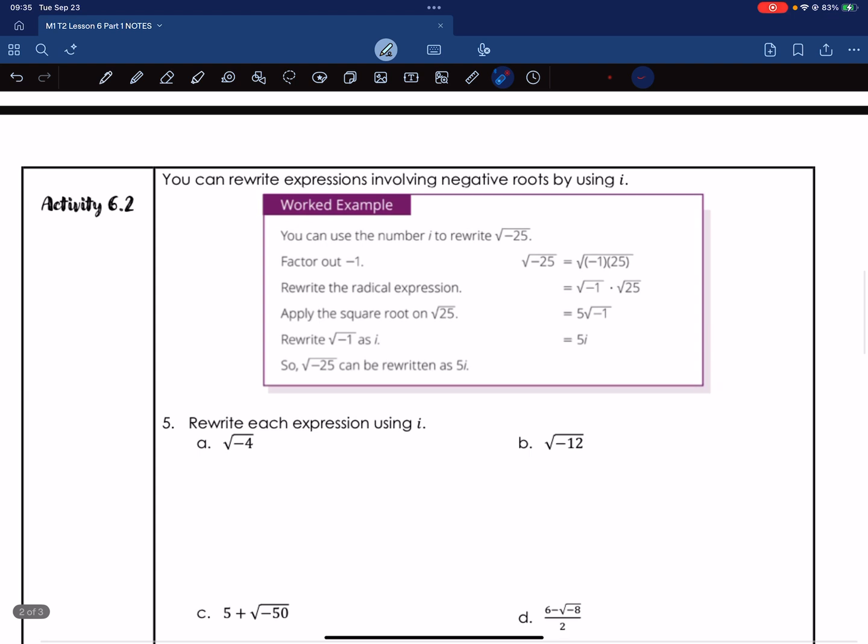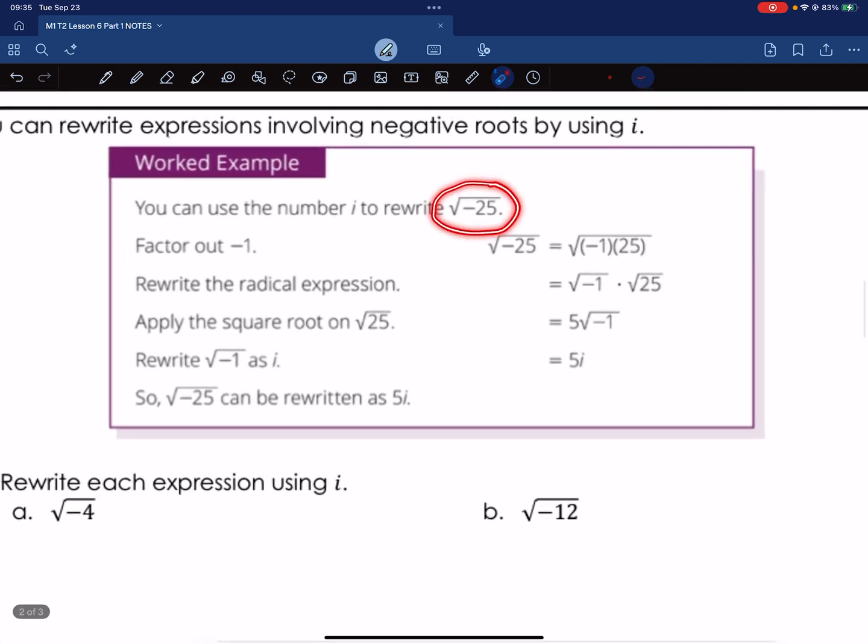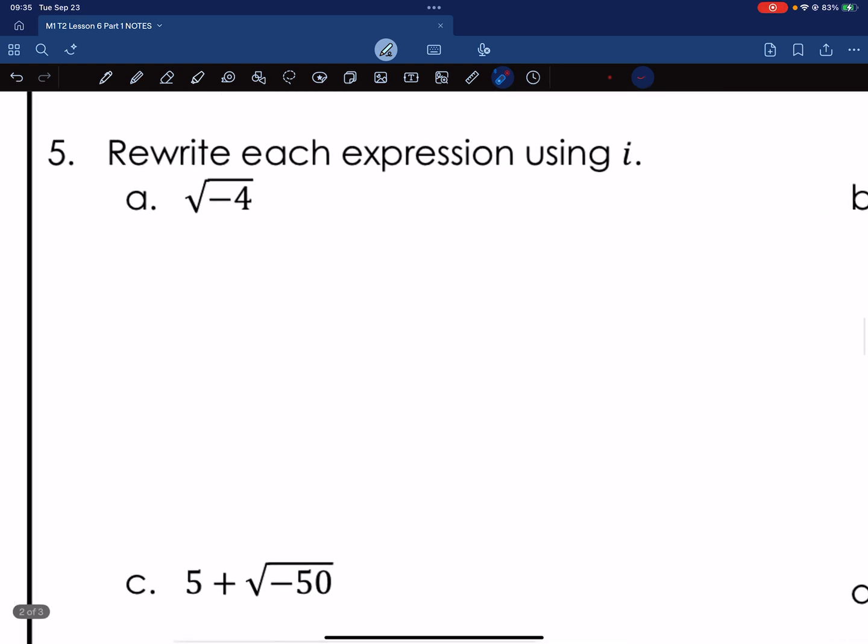So now we're going to practice rewriting expressions involving negative roots. So we do have a worked example. If we want to rewrite the square root of negative 25, what we would do is break it up into the square root of negative 1 times the square root of 25. Well, we know the square root of 25 is 5, and we know that the square root of negative 1 is i. So therefore, the square root of negative 25 is just 5i.